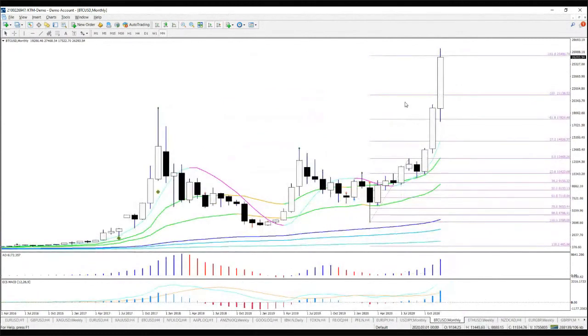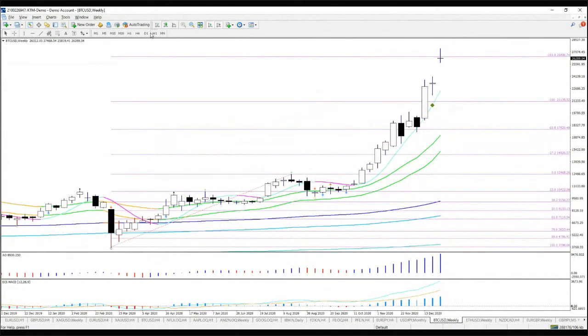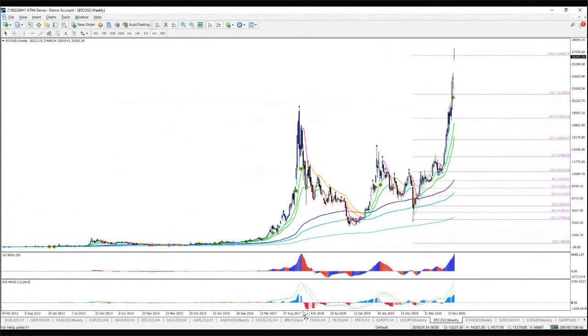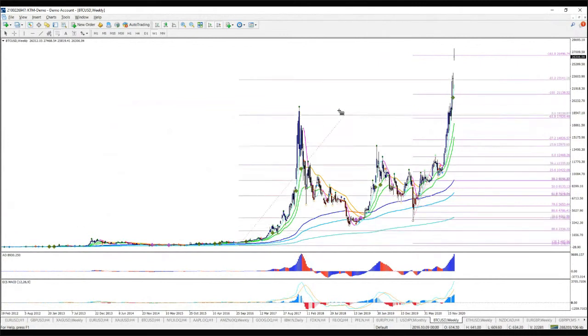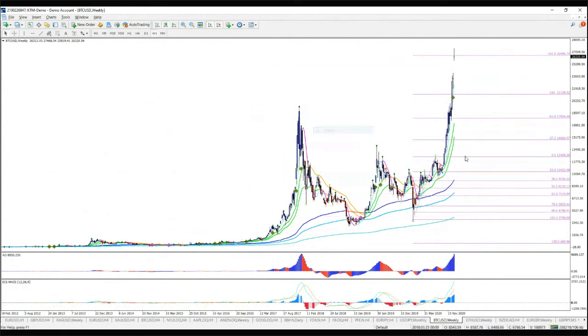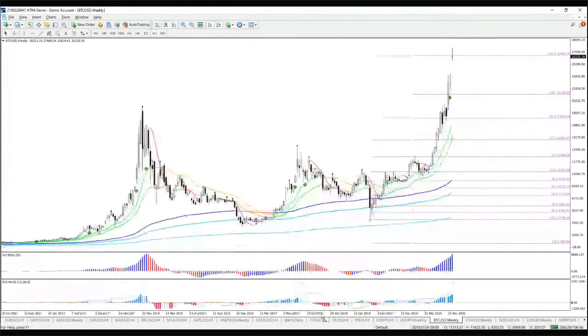So keeping an eye on these monthly candles makes a lot of sense. As long as we see strong monthly candles, this is probably going to keep pushing higher, to be honest. I don't know where the next resistance is. Round levels, of course, we can put Fibonacci levels here, but I think round levels probably make the most sense. This could keep pushing up as long as we see strong price action.